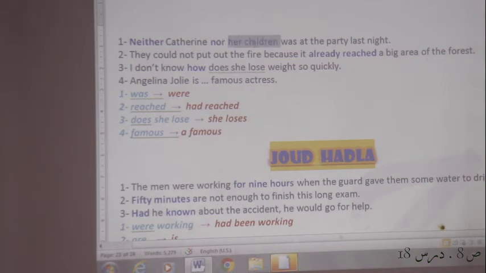In this case, her children is plural, and we need subject-verb agreement, so we use were instead of was. So the correct sentence would be: neither Catherine nor her children were at the party last night.